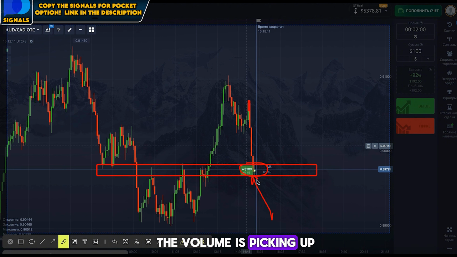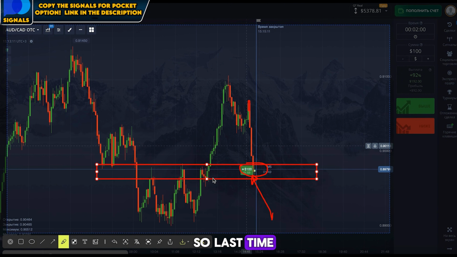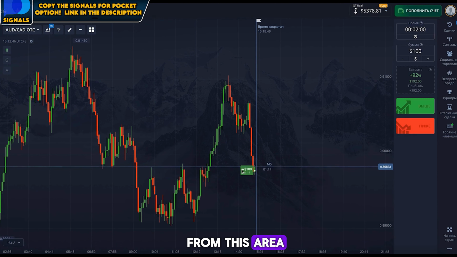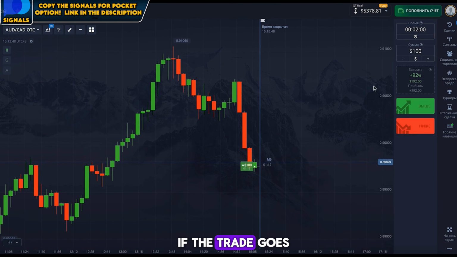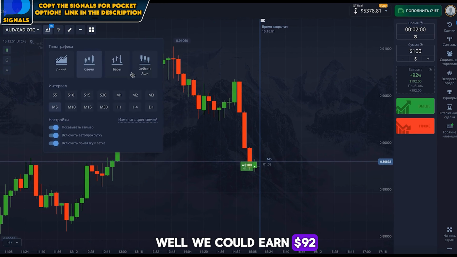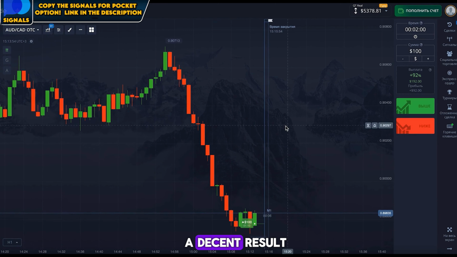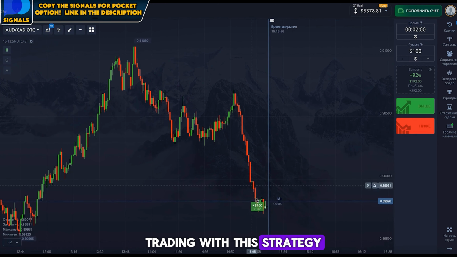The volume is picking up, and accordingly, I take it from the level. Last time, pay attention to the upward movement we had from here. I'm taking a reaction from this area. If the trade goes well, we could earn $92, which I think is a decent result trading with this strategy.